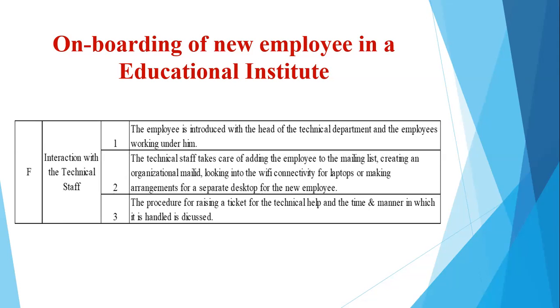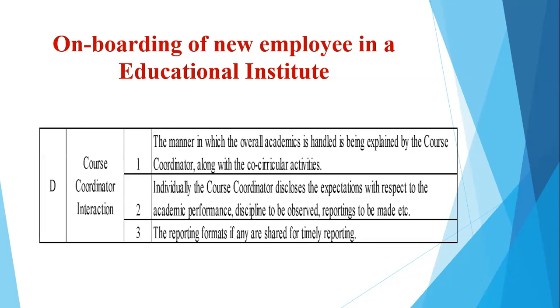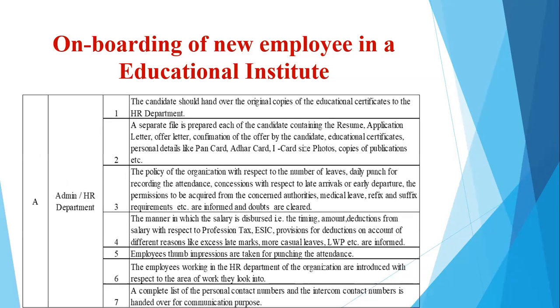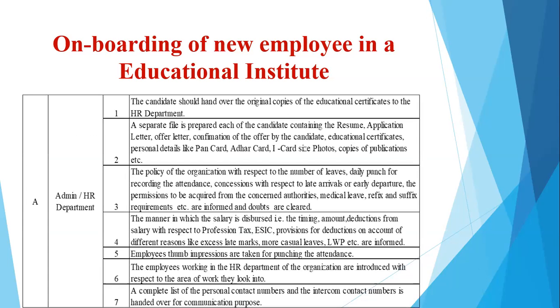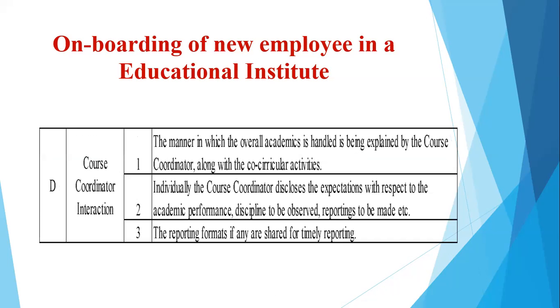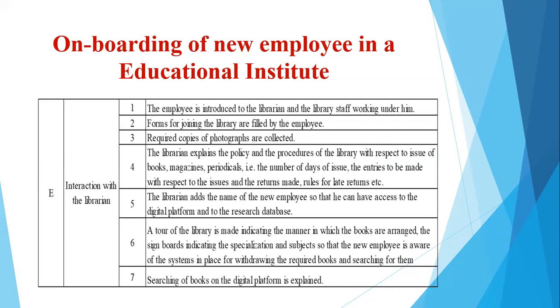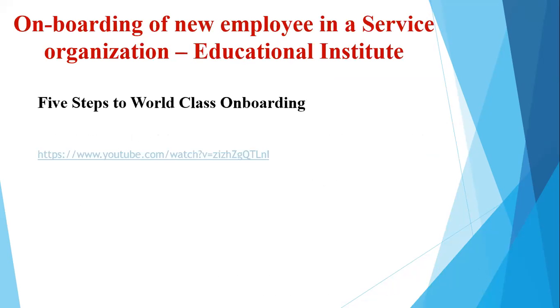So that's where we have looked into the onboarding of a new employee in an educational institute, where the onboarding is divided into 6 different parts: admin and HR, institute level interaction, department level interaction and introduction, course coordinator interaction, interaction with the librarian, and interaction with the technical staff. So this is the standard operating procedure, you can say.